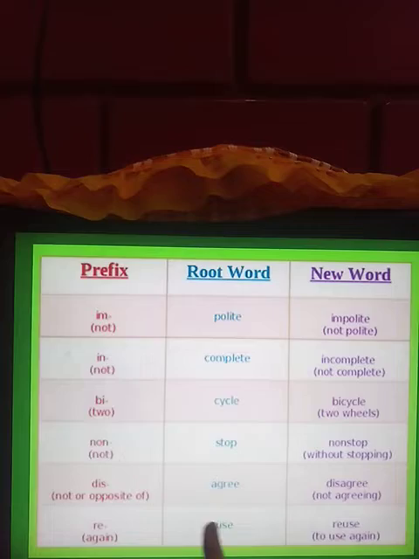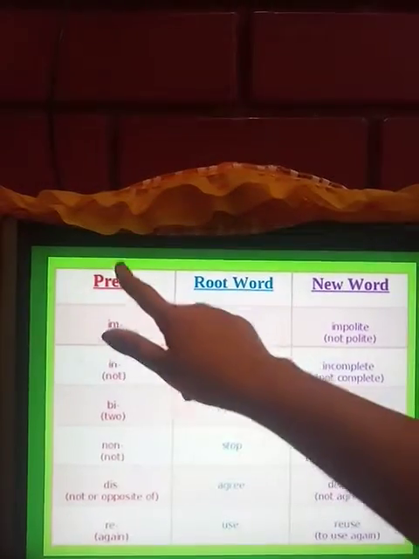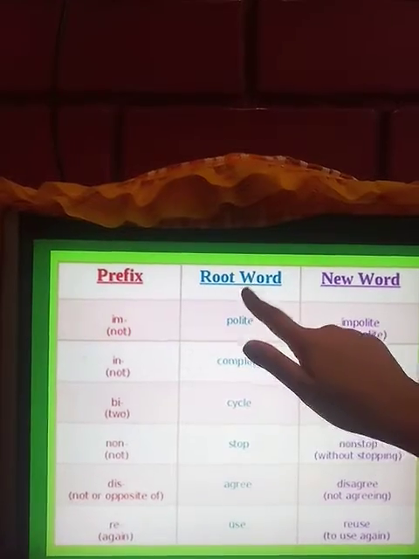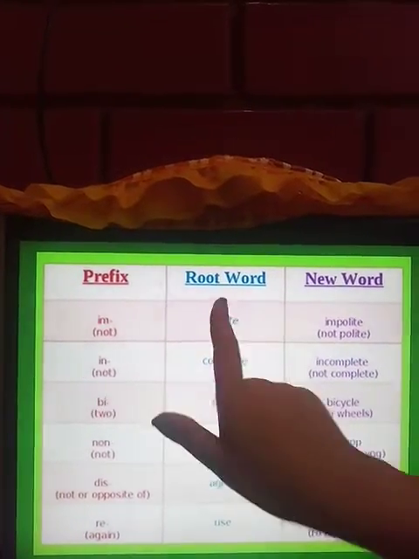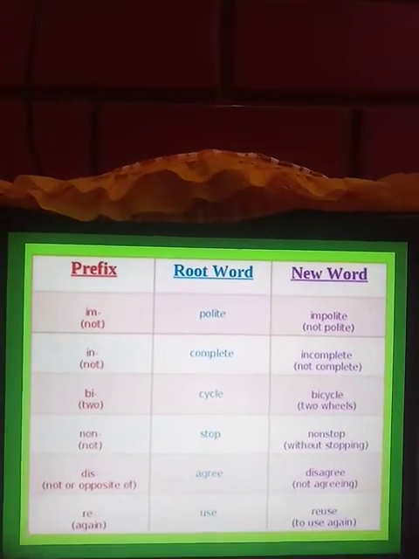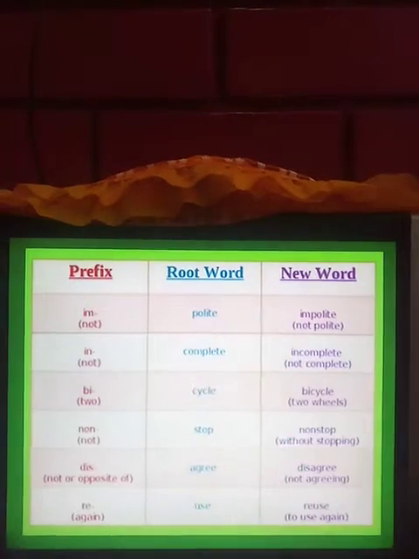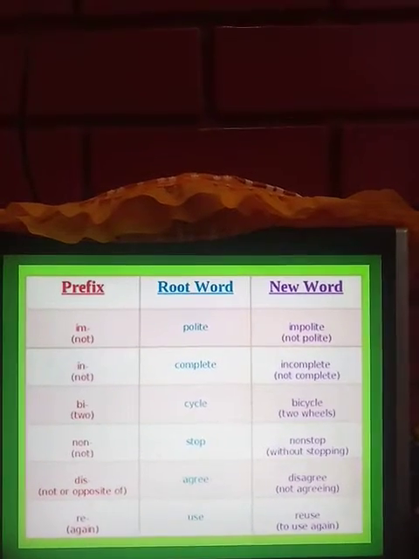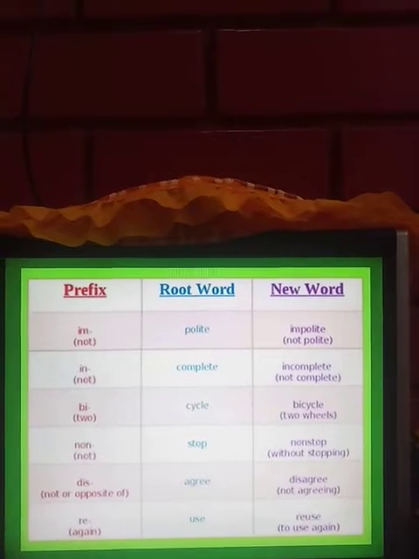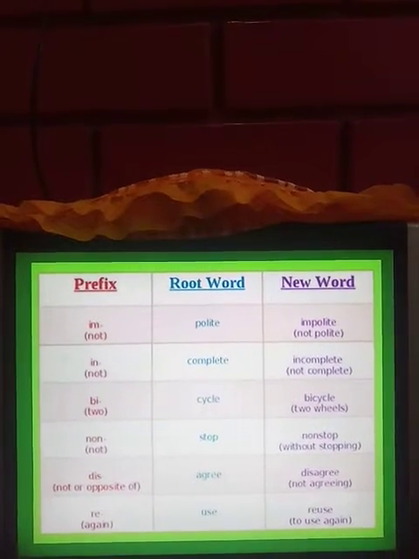Re plus use, reuse. So when we add the prefix to the root word, we get a new word. So, prefix is when we add it in the beginning to the root word. When we add letters in the beginning to the root word, that forms prefixes. Clear? Now, let us go to suffix.